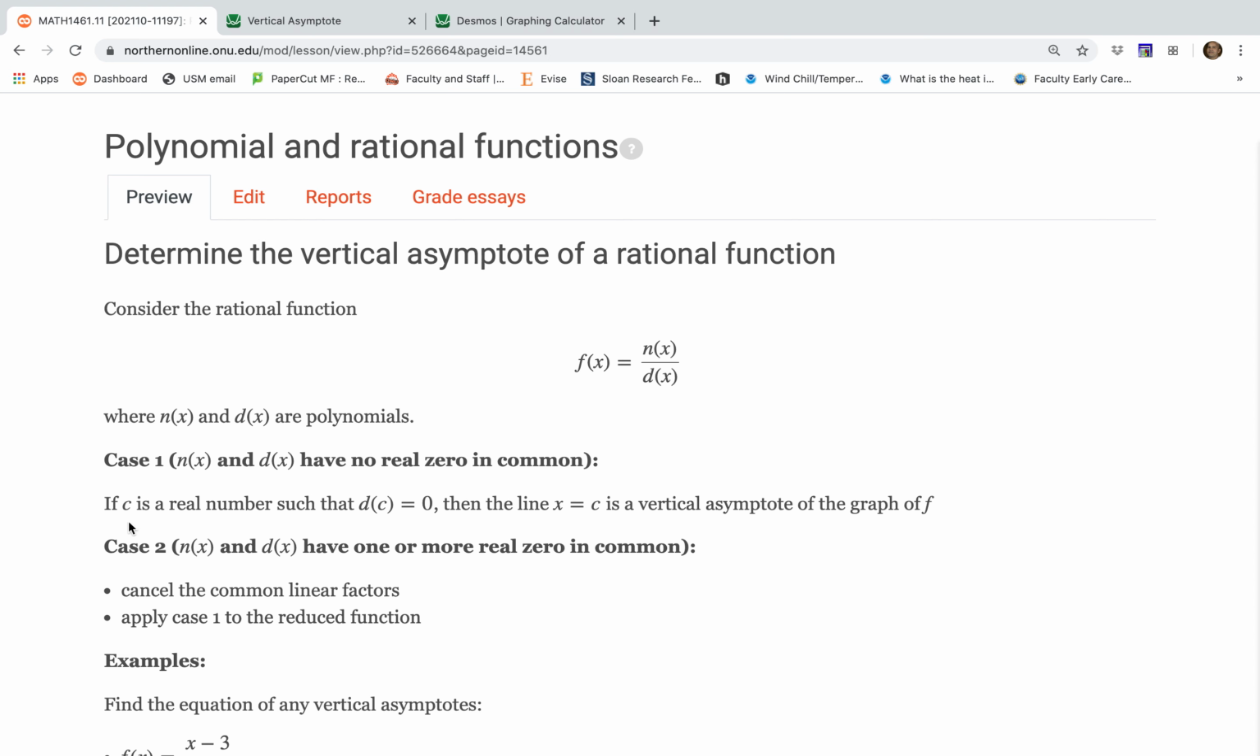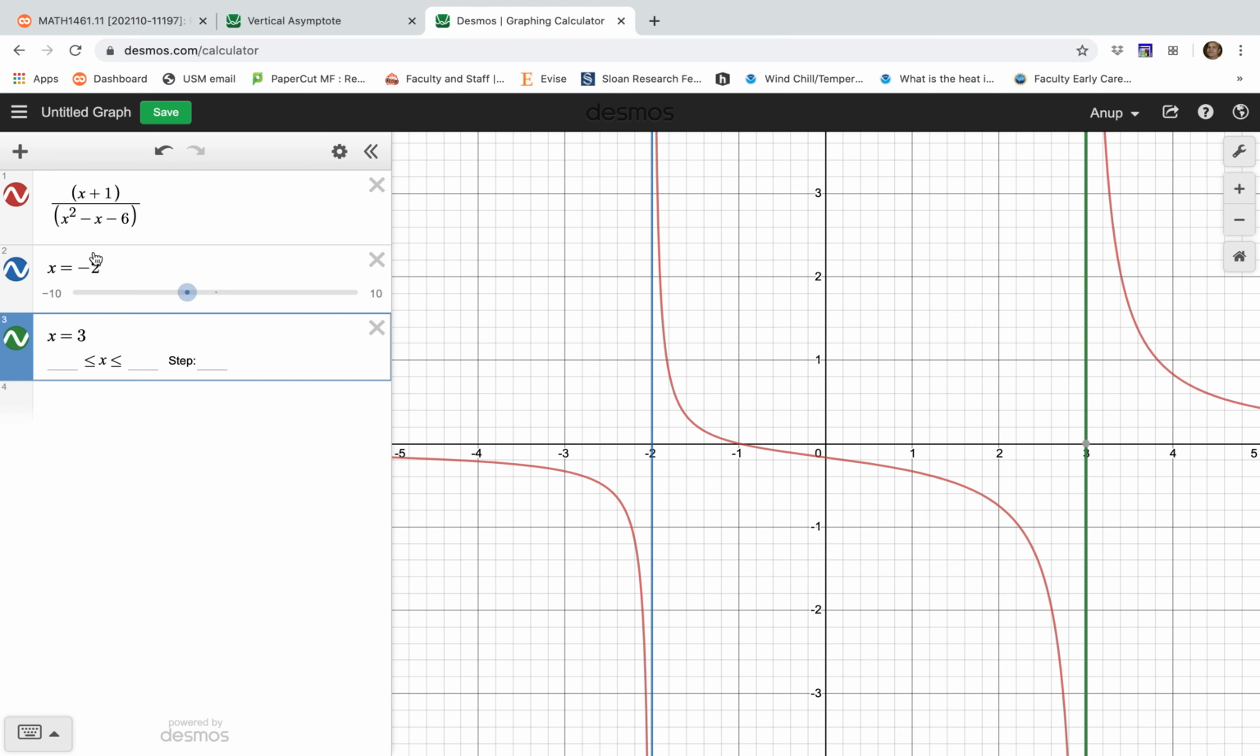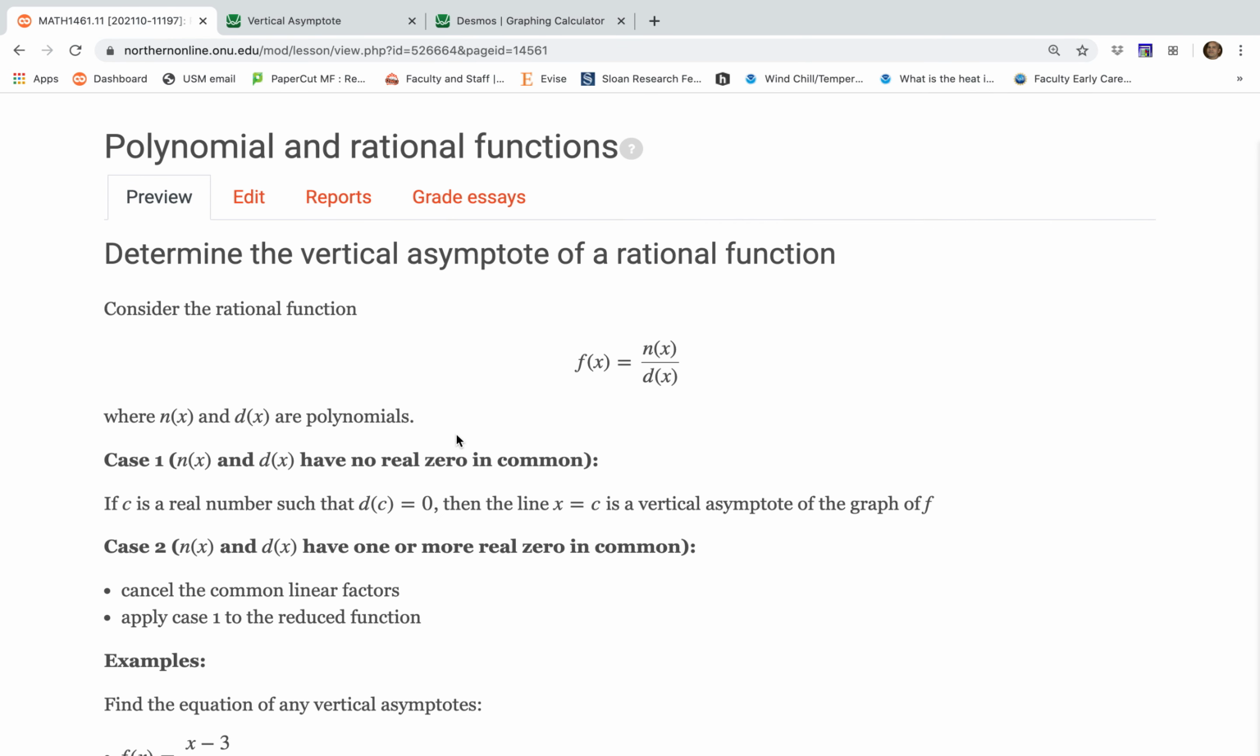Okay, that's how we say if the numerator and denominator polynomials have no real zeros in common, then if you have a real number where the denominator is 0, then the line x equal to that real number is a vertical asymptote of the graph of f. So you can see in this particular example, the denominator polynomial will be 0 at x equal to -2, right? That's why we have seen even on the graph that x equal to -2 is actually the vertical asymptote.